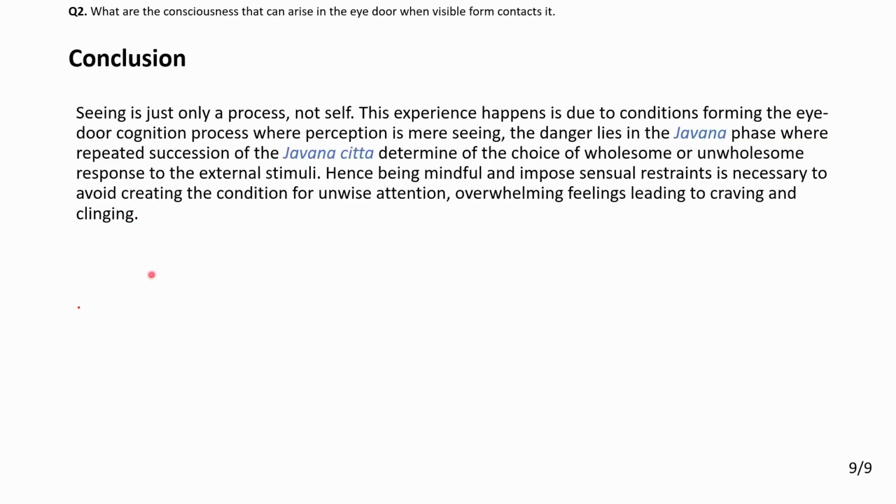As a conclusion, seeing is just a process, not a self. This experience happens due to the conditions forming the eye door cognitive process, where perception is mere seeing. The danger lies in the javana phase, where the repeated succession of javana citta determines the choice of a wholesome or unwholesome response to the external stimuli. Hence, being mindful and imposing sense restraint is necessary to avoid creating the condition for unwise attention and overwhelming feelings, leading to craving and clinging.